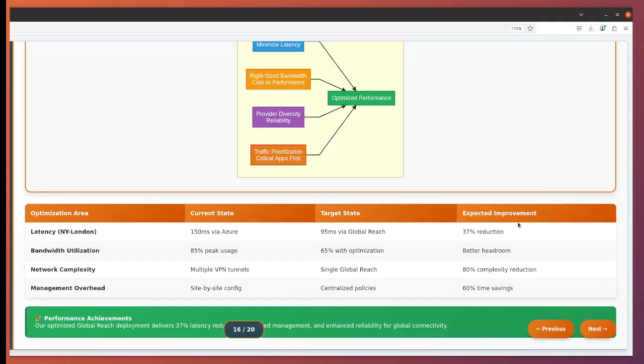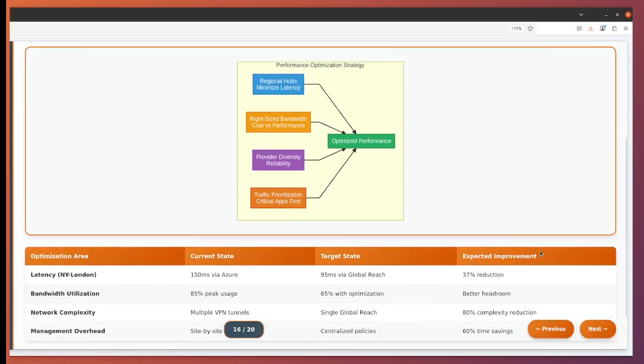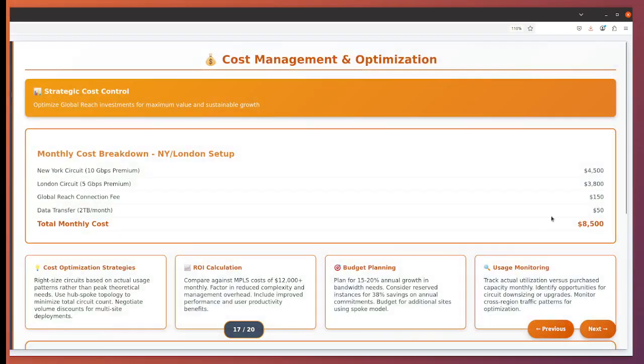Regional clustering reduces latency by keeping traffic within geographic regions when possible, while still providing global connectivity when cross-regional communication is needed. Quality of service configuration ensures that critical applications get priority during periods of high utilization across your global topology. Regular performance reviews help identify usage trends and plan for capacity upgrades before they become bottlenecks that impact user experience.